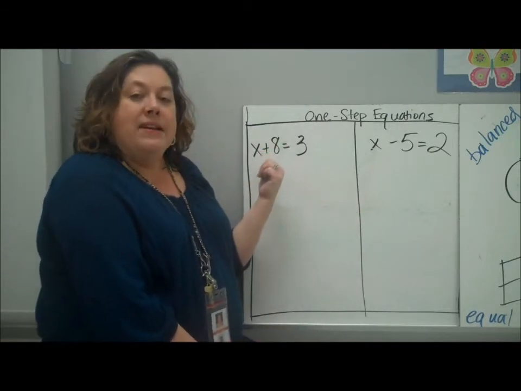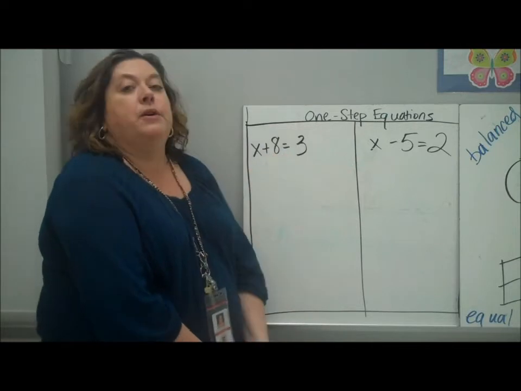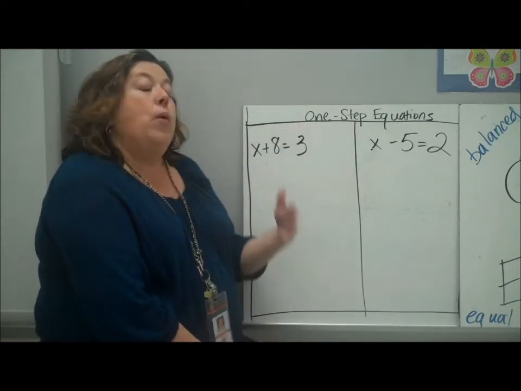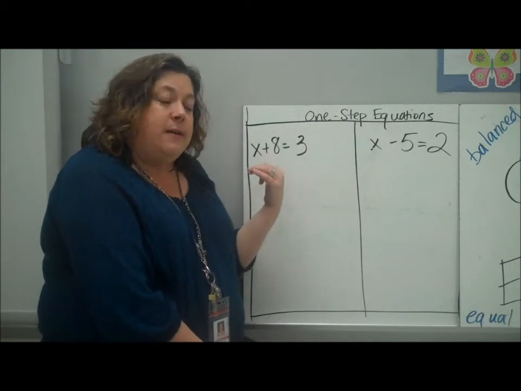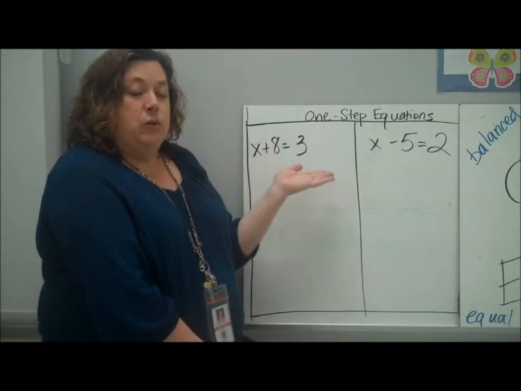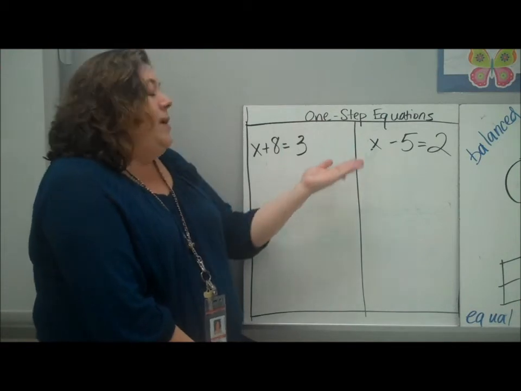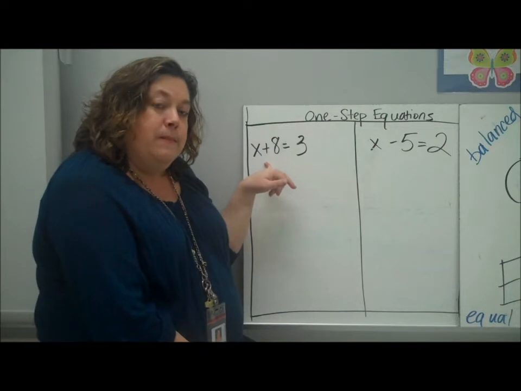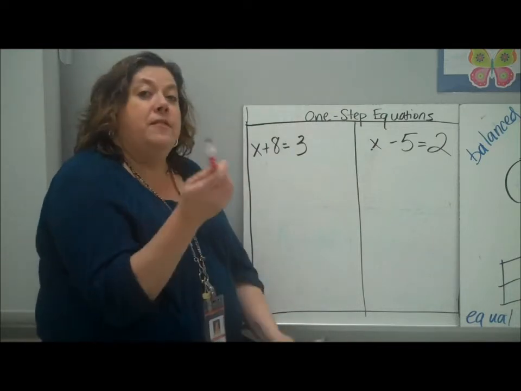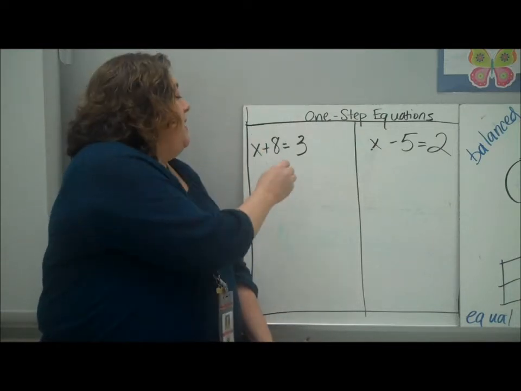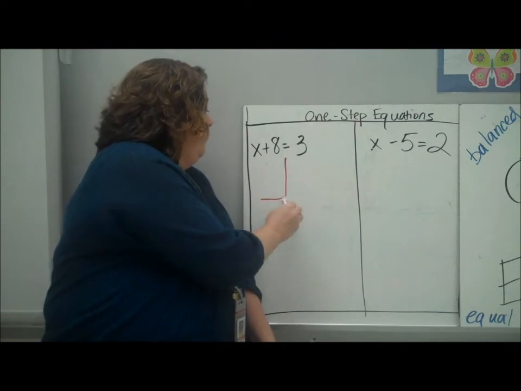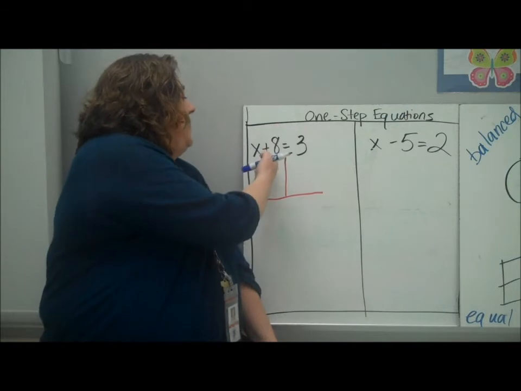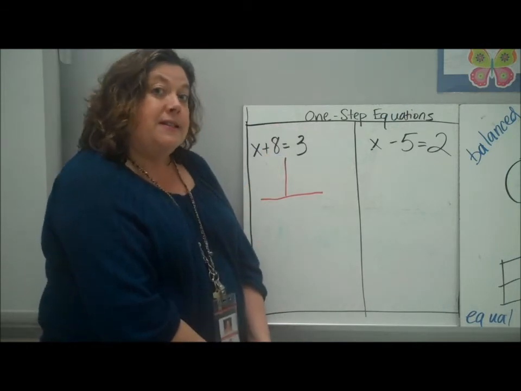So, we have an x, and we have some numbers. Our goal is to figure out, what is the value of x? We're doing something to x, we have an answer, and we can work backwards to figure out what the value of x truly is. We've done this before. We're going to draw a T to represent our balance. I see that I am starting with x plus 8.